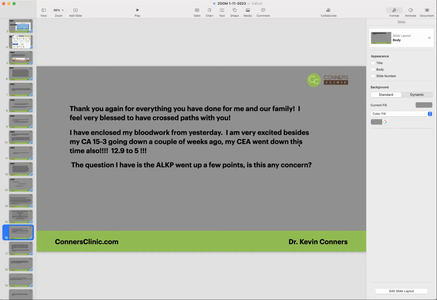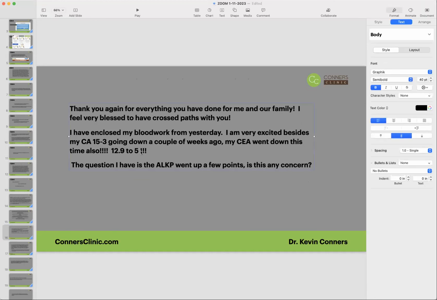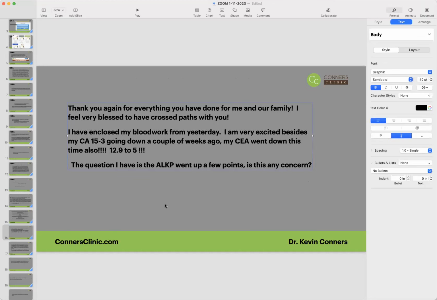So my CEA went down this time also, 12.9 to 5. Now that is a super significant drop. CEA is one of those with a really tight margin. Below 5 is normal, below 3.5 if you're a non-smoker is normal. So it's a very tight margin for CEA. If it went from 12.9 to 5, that's a huge drop.